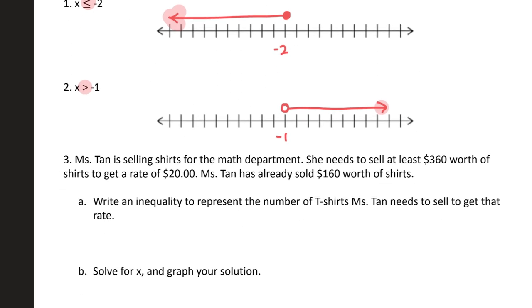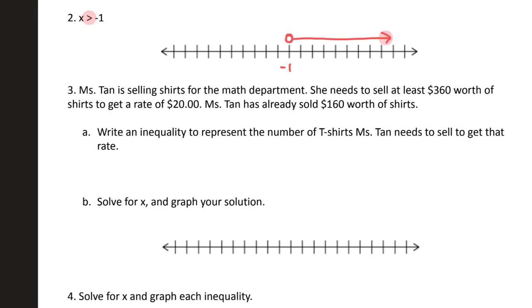All right, number 3 says Miss Tan is selling shirts for the math department. She needs to sell at least $360 worth of shirts to get a rate of $20. Miss Tan has already sold $160 worth of shirts. So remember, the way that we write our inequalities is the rate times x plus the starting point, with your inequality, is equal to your total.